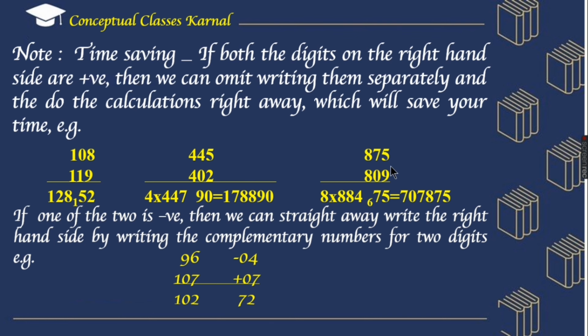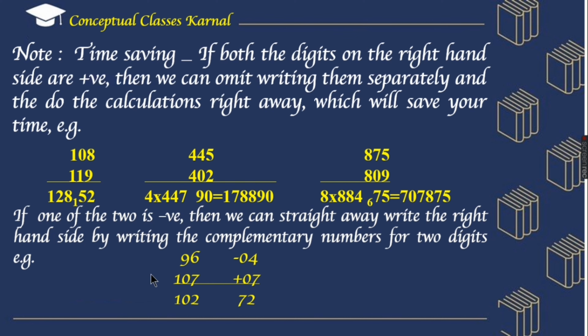Another example, 875 multiplied by 809, so on the right hand side you get 75, and there is a 6 carry here. So on the left hand side, we get 875 plus 9 is 884. You multiply this with 8. So 8 fours are 32 plus 6, 38. So you put 8 here. Then 3 carry. 8 eights are 64 plus 3, 67. You have a 6 carry. 8 eights are 64 plus 6 is 70. So your answer is 707875. This way you save a lot of time.